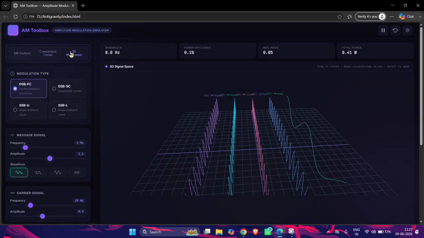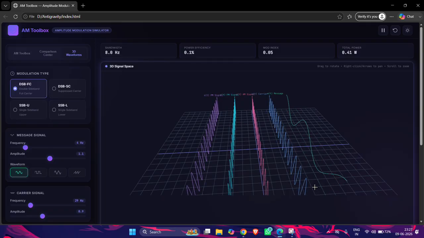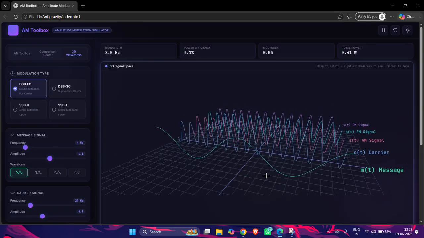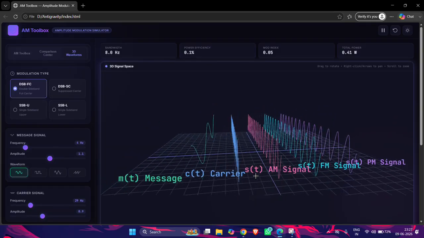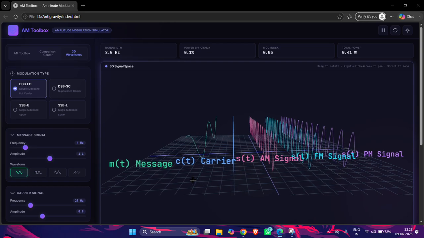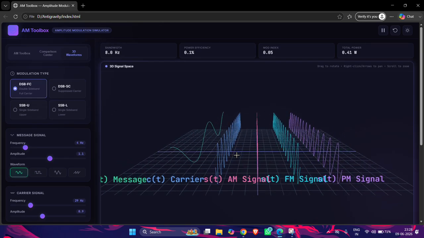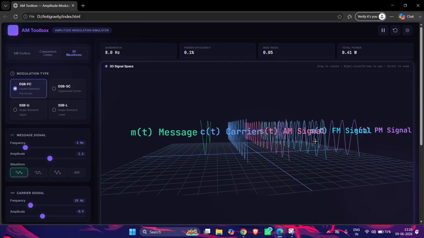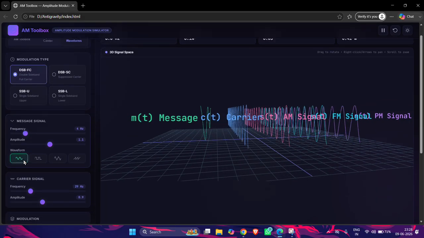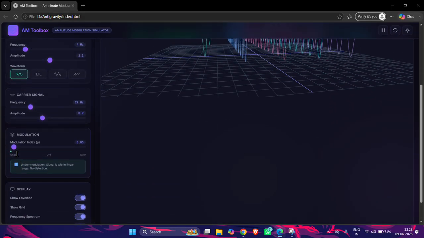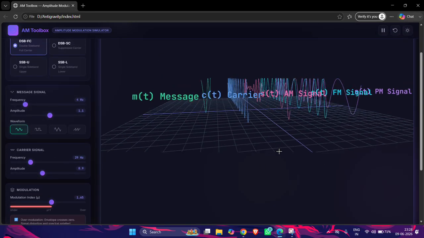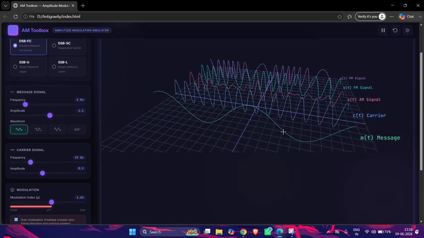And the last, the 3D waveforms which I have created based on the frequency and the amplitude provided. And see, this one is the message signal, this one is the carrier signal, and this one is the AM signal, the FM signal, and the PM signal. These all things can be modified just as in the previous slides. See, the changes are made immediately without any delay.